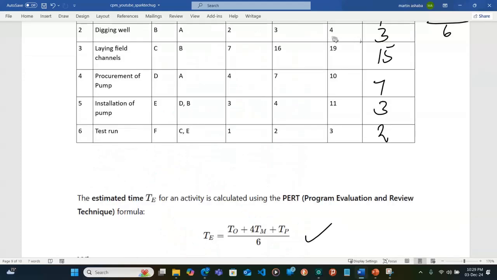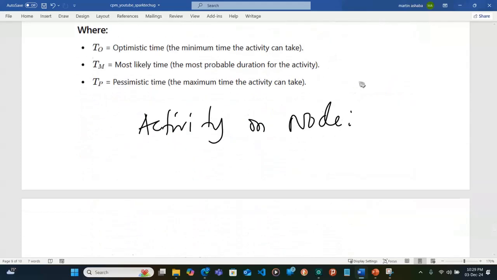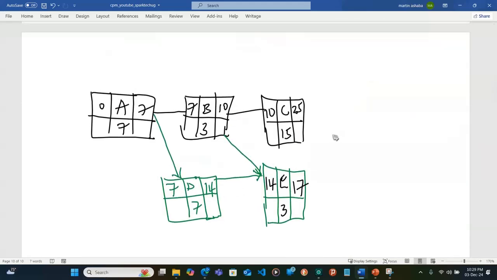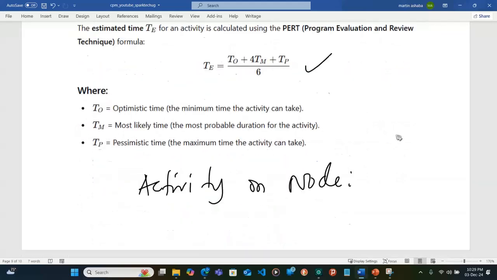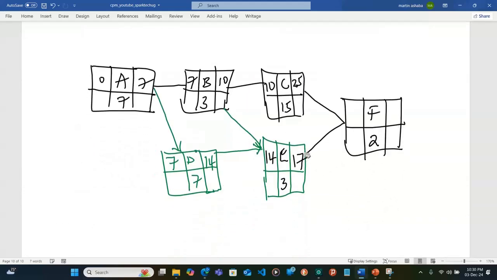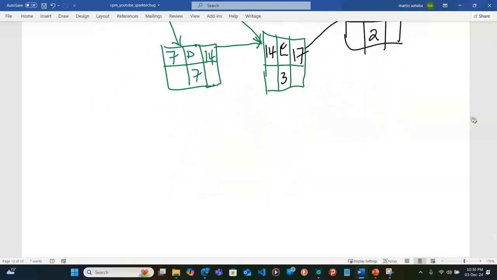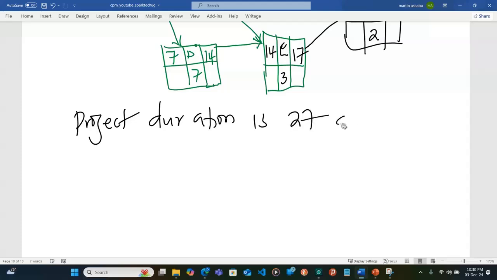Then C and E give rise to F. F is taking 2 days. Of these, the largest number of days is from the early finish of C, so it's going to be 25. I add 2, I'll have 27 days. So meaning the project duration is 27 days.